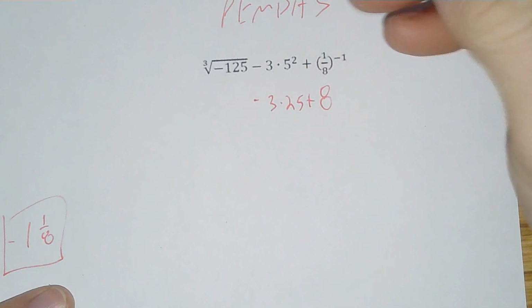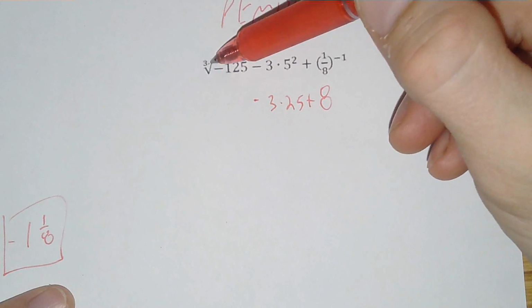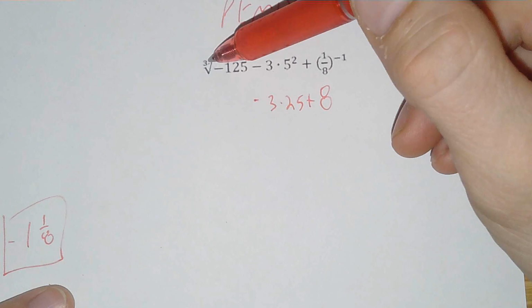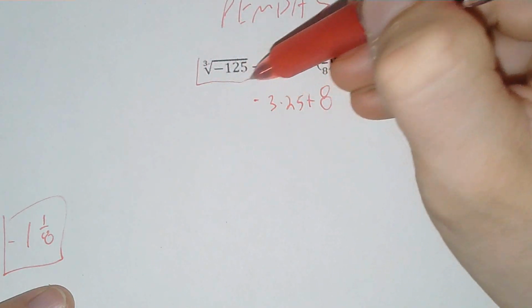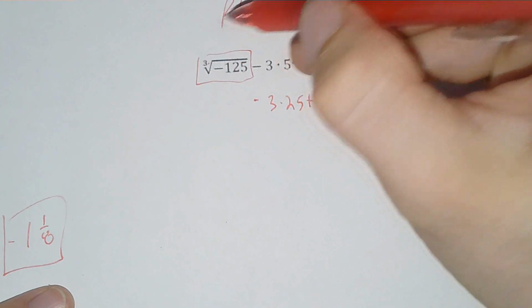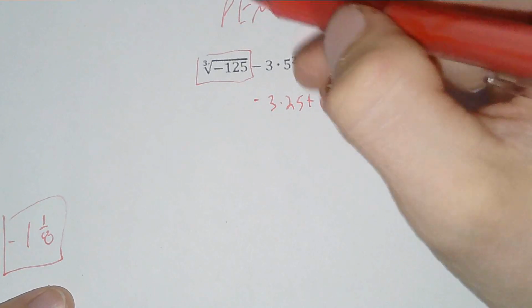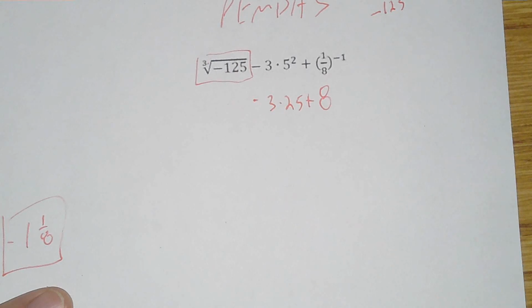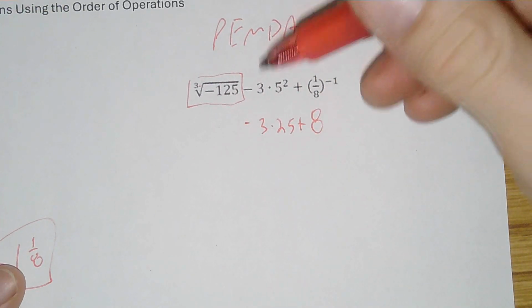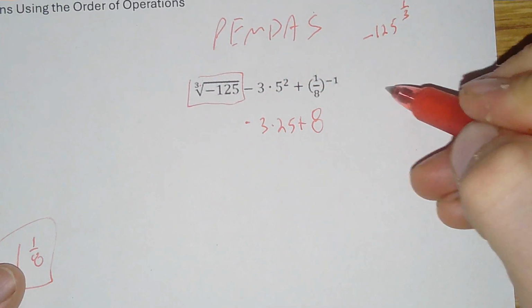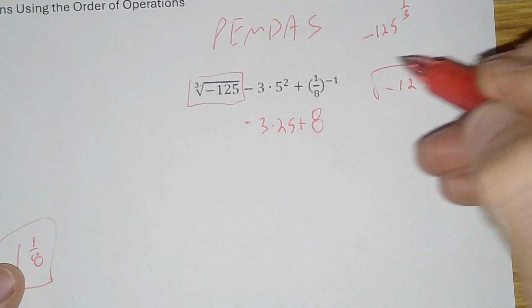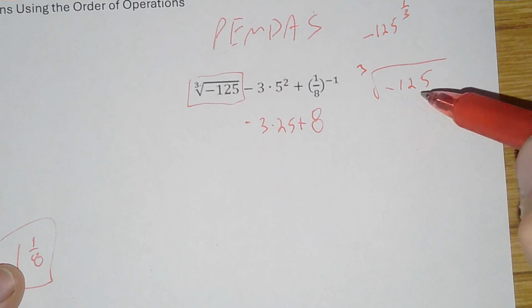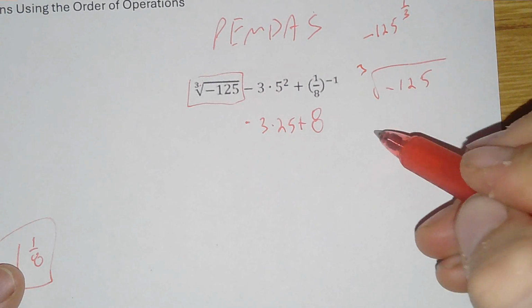Okay, and then my exponent happens way before I subtract, so I'm going to have to deal with it. Remember, a radical bar is an exponent. Technically, this is -125 to the 1/3, right? And what do I have to do? I have to break -125 into something multiplied by itself 3 times to get -125.